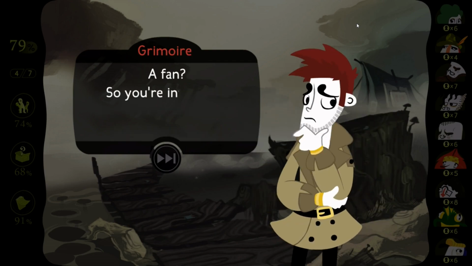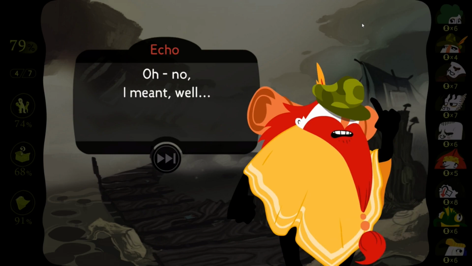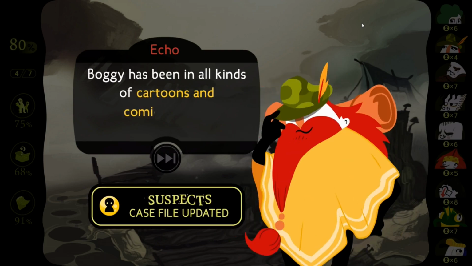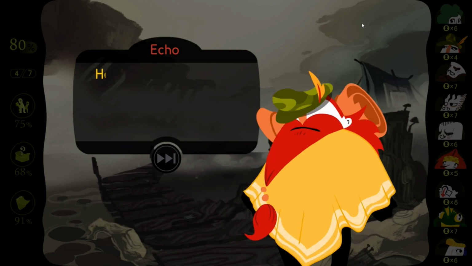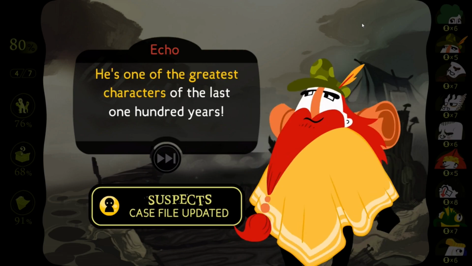A fan? So you're interested in cryptozoology? Oh, no, I meant, well, Boggy has been in all kinds of cartoons and comic strips. He's one of the greatest characters of the last 100 years.